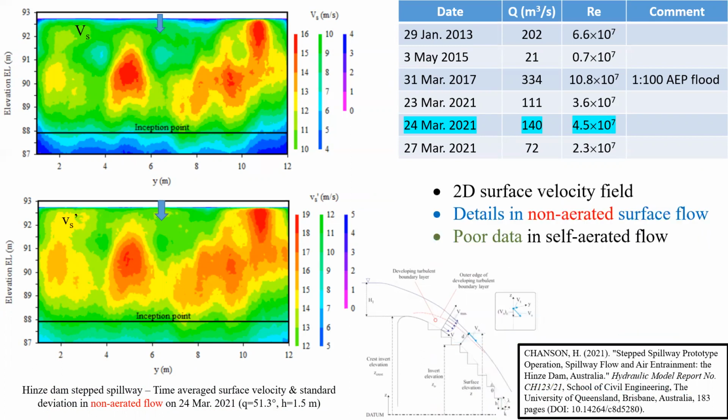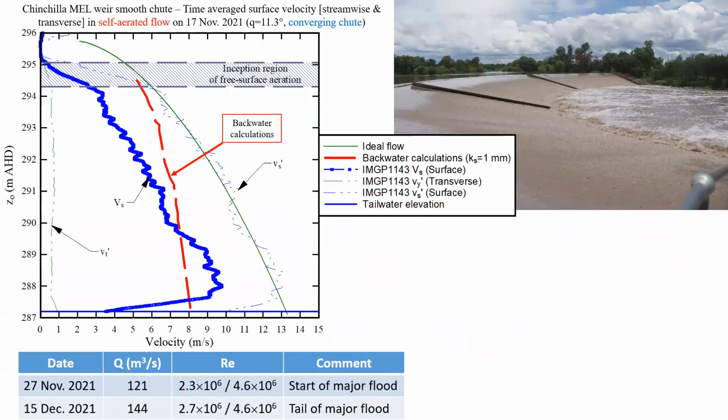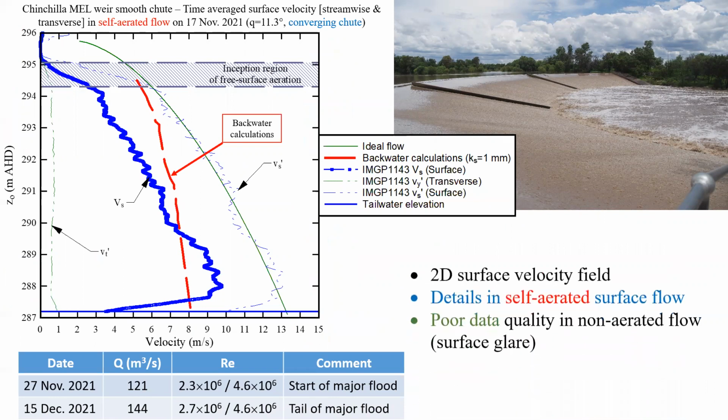For this particular application, the Hinze Dam, we get a great level of detail in the non-aerated flow region, but very poor data in the air-water, white water region. At the Chinchilla Weir, surface velocities are shown here in the middle of a bay as the blue dataset, which are compared with the ideal fluid theory in green and backwater calculation in red. Here, we get some fascinating detail on the air-water flow region, but very poor data in the non-aerated flow region because of surface glare.